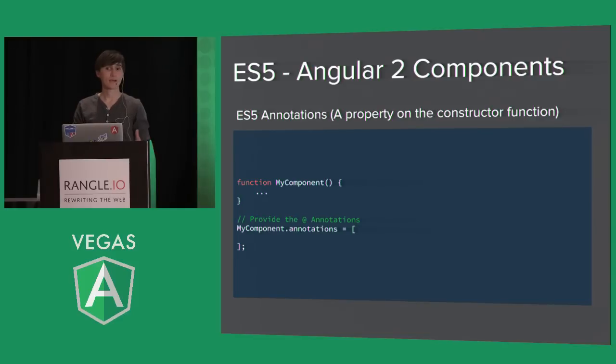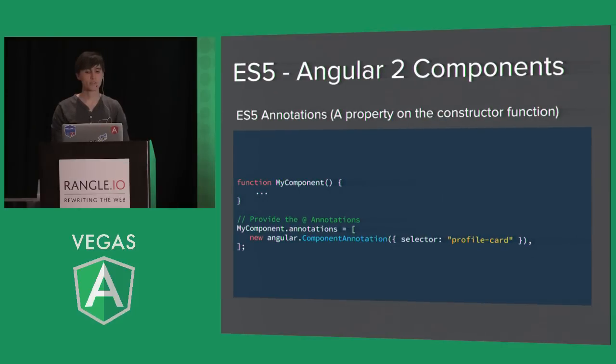Well, TypeScript compiles down to ES5. And when it does, we place a property onto the constructor function called annotations. It's important to realize that it's not a property of the object, it's not on the prototype, it's an actual property on the constructor function, which is essentially like a static property of a class. So when I say .annotations, I'll assign it to an empty array, and then to actually put in an annotation, I can say new angular.component annotation. And that is the same thing as saying @component in TypeScript.